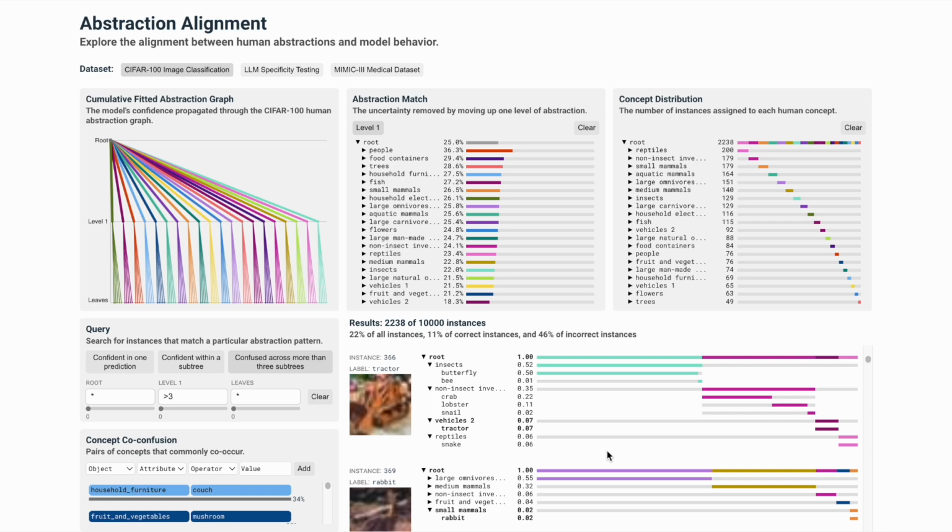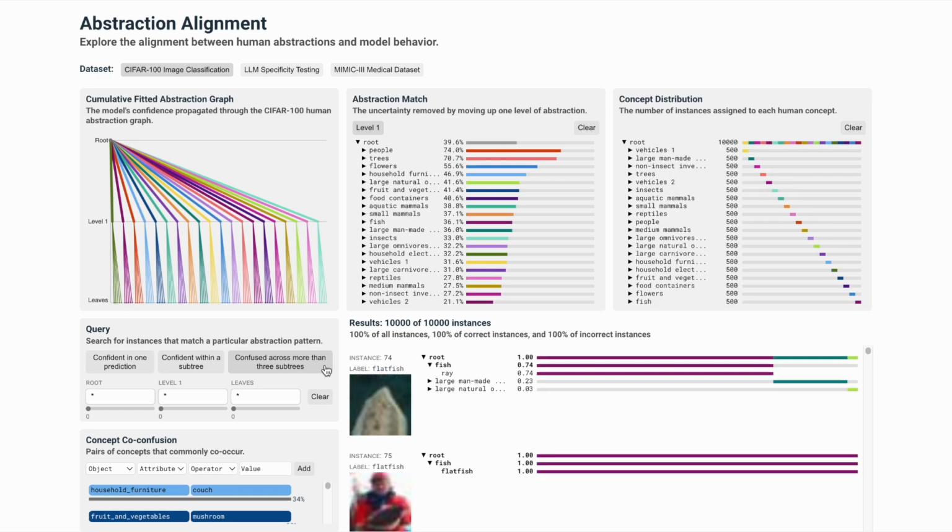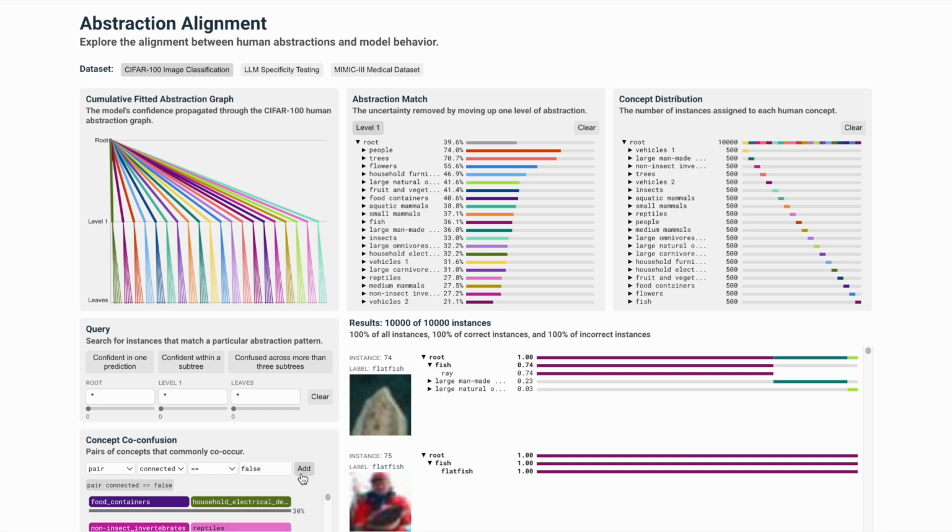That begs the question, what are the human concepts that the model is regularly confusing? Looking at concept co-confusion can help us understand which distinct human concepts the model considers similar. It's concerning to see that the model confuses objects that share a location, like food containers and household devices, since they only share a context. Whereas it's more understandable for the model to confuse visually similar concepts, like small and medium mammals, especially in the CIFAR-100 context of 32 by 32 pixel images.